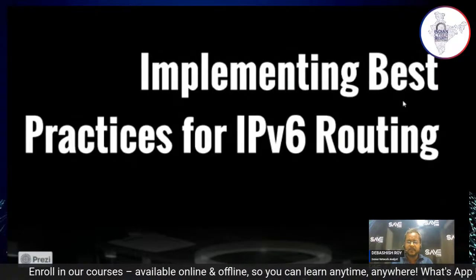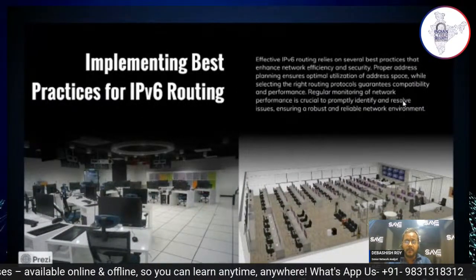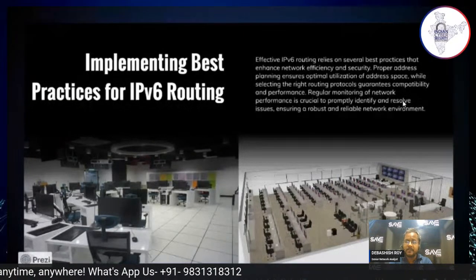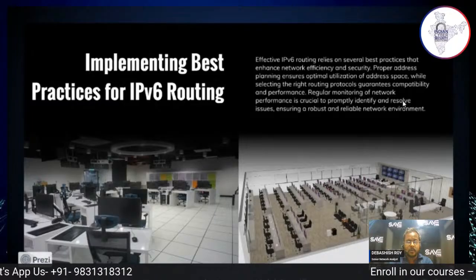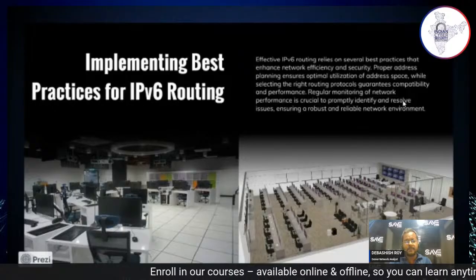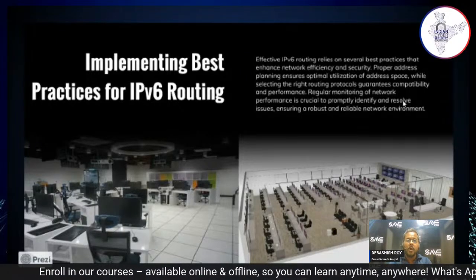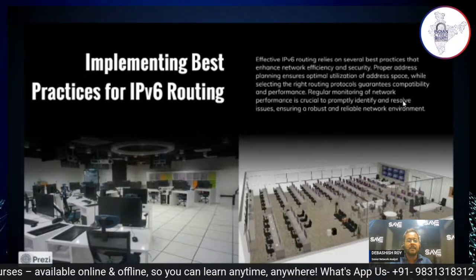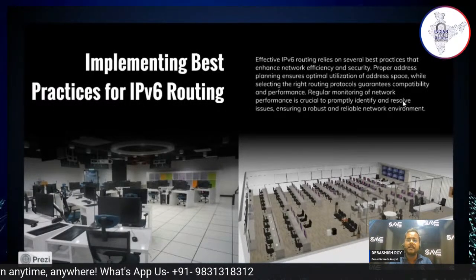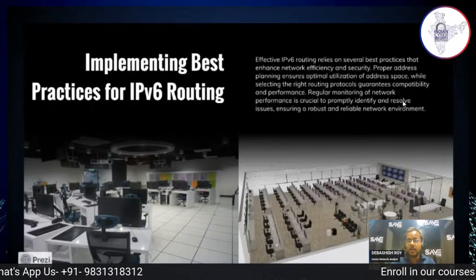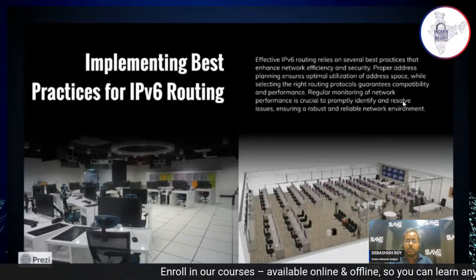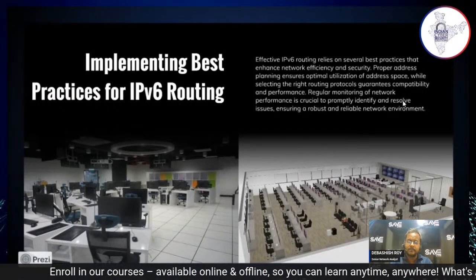Then implementing best practices for IPv6 routing. What are those? Effective IPv6 routing relies on several best practices that enhance network efficiency and security. We have to utilize proper address planning, which ensures optimal utilization of address space. Like, you have purchased an address space from the ISP and you do not know how to do the subnetting, how to allocate the address space, then definitely that is a wastage of your time and money. You should avoid that, and you should select the right routing protocols, because it guarantees compatibility and performance. Regular monitoring of network performance is crucial to promptly identify and resolve issues for a robust environment.